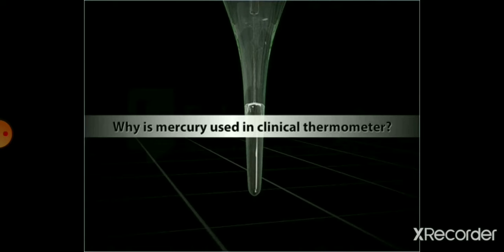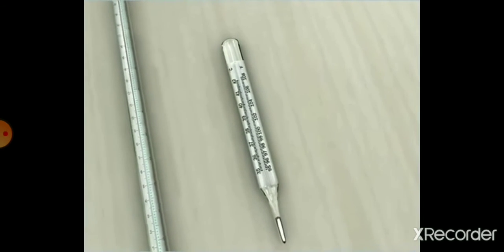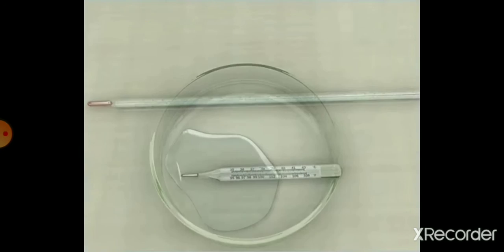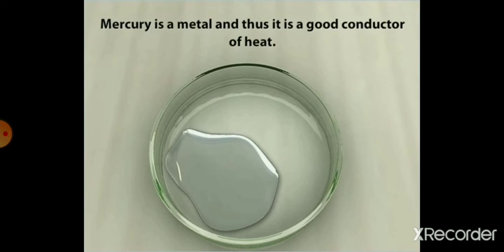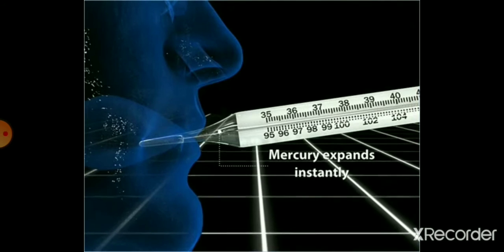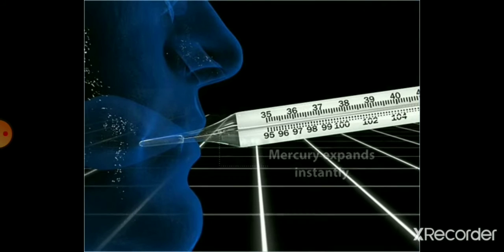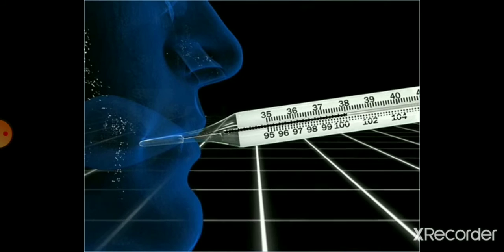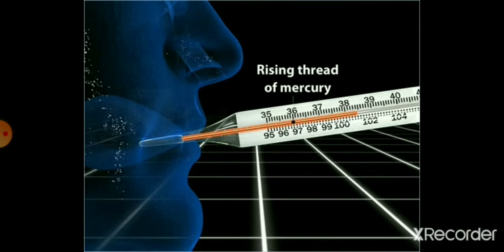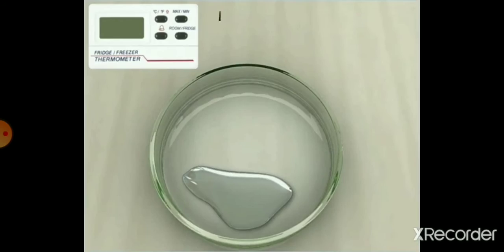So now, why are we using mercury in the clinical thermometer? It has some advantages, because of which we use mercury in thermometers. So now let me see its advantages. It has some properties: mercury is a metal, and thus it is a good conductor of heat. So it expands instantly when it gets heated, or when the temperature rises, it expands, so we can say it is a rising thread of mercury.